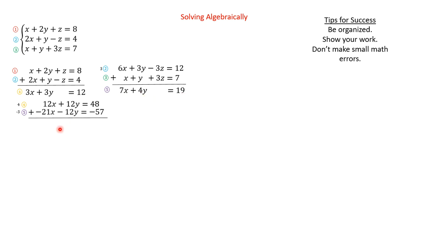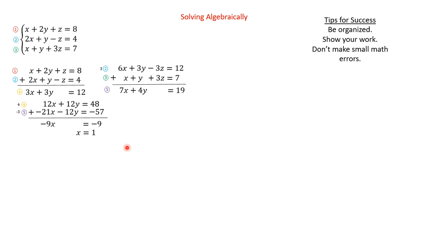Add those together. 12 plus negative 21 is negative 9x. The y's go away. 48 plus negative 57 is negative 9. So negative 9x equals negative 9. Divide by negative 9, x equals 1. Is that the answer? No, it is not.